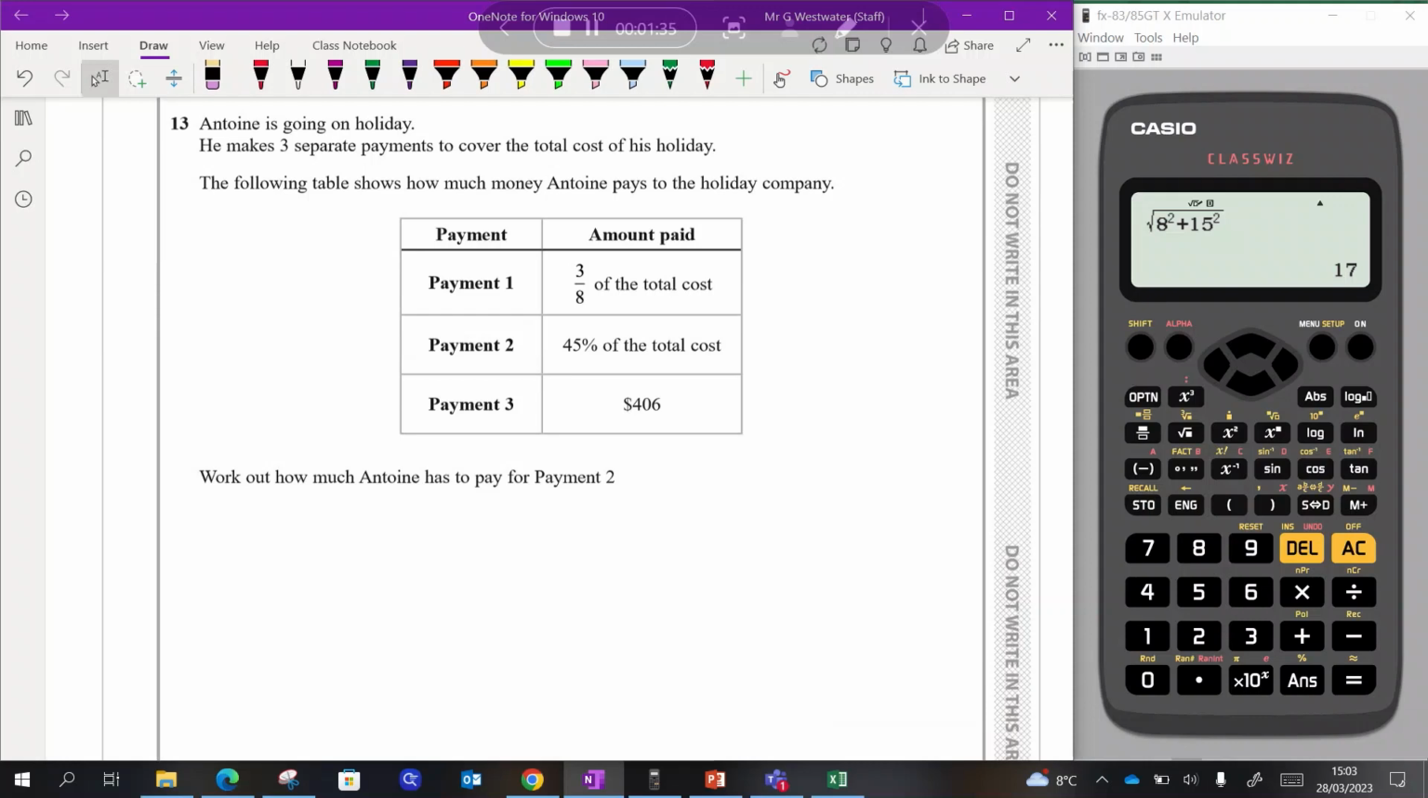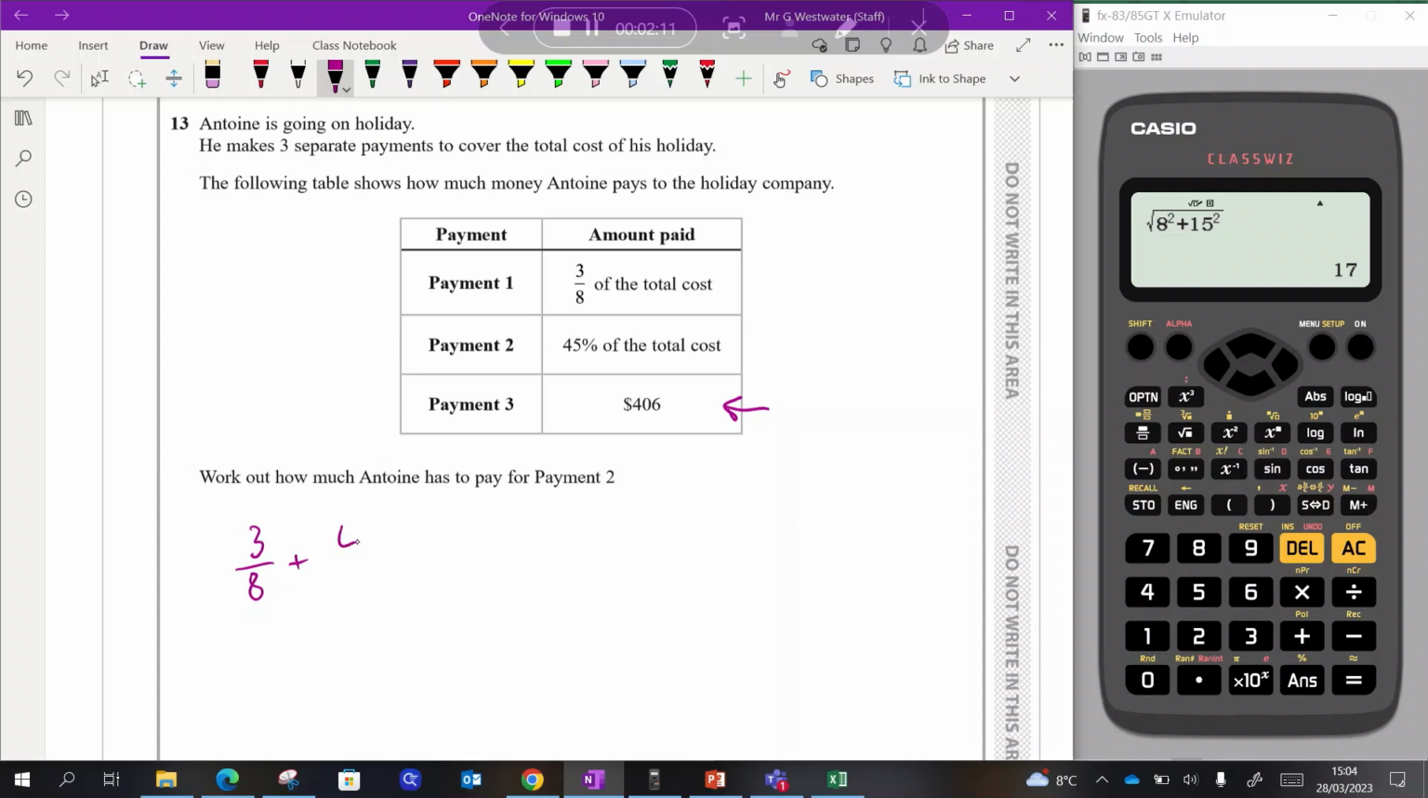Antoine is going on holiday. He makes 3 separate payments to cover the total cost of his holiday. The following table shows how much money Antoine pays to the holiday company. So, we have 3/8 of the total cost in payment 1, 45% payment 2, and payment 3 is $406. Work out how much Antoine has to pay the payment 2. Okay, so I guess what we need to work out is what percentage or what fraction, what proportion payment 3 is.